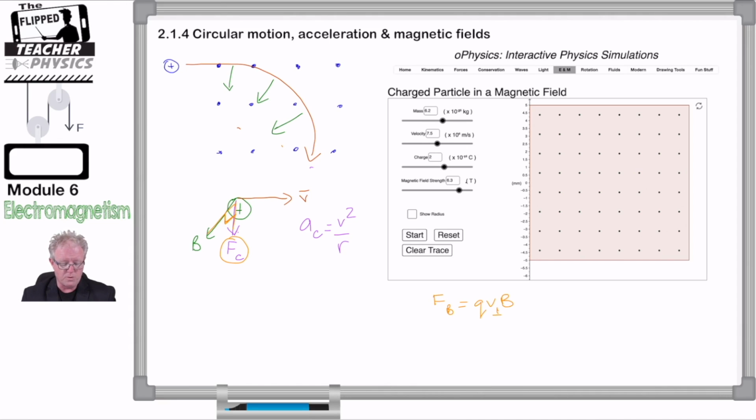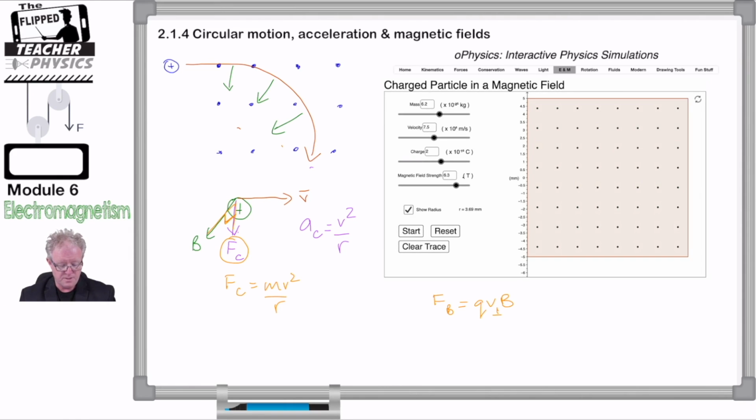So let's explore this relationship here of FC. Remember, FC is equal to mv squared on r. So let's use our app now. Let's manipulate some variables and see what we get with the relationship here, this centripetal force, and the effect it has on the other variables.